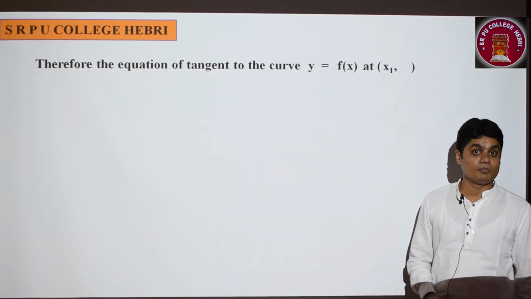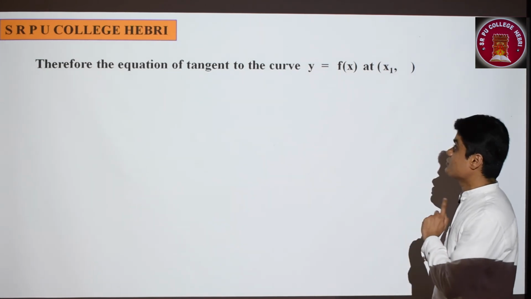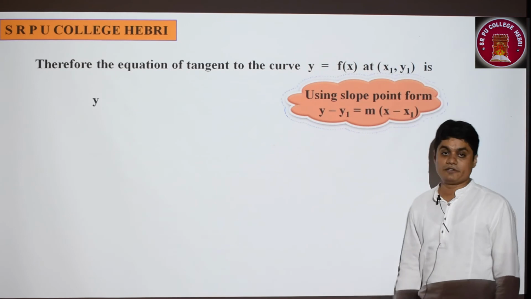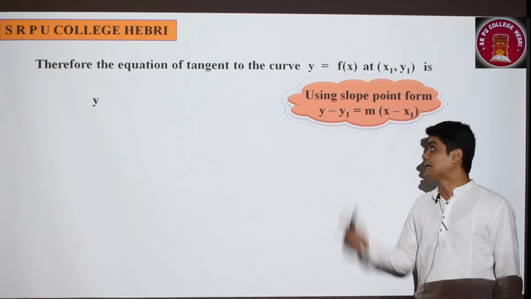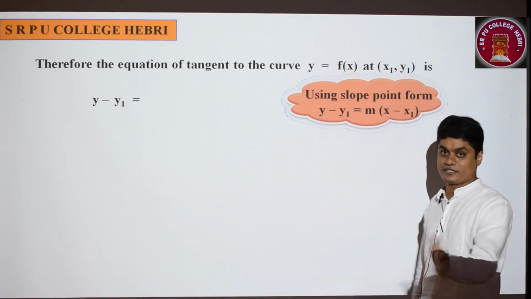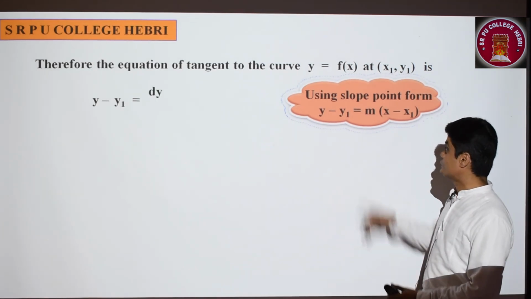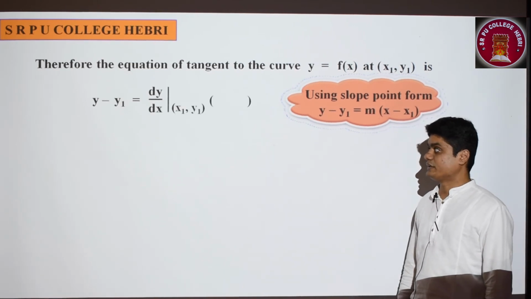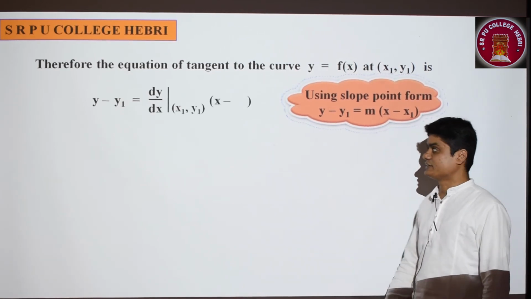Do you remember? What is the slope point form? Yes. So the equation of the tangent to the curve y equal to f of x at x1 y1, using slope point form, is y minus y1 equal to m into x minus x1. How to get it? y minus y1, x1 and y1 are the same. Instead of the slope, what should we replace? We replace it with dy by dx at x1 y1 into x minus x1.